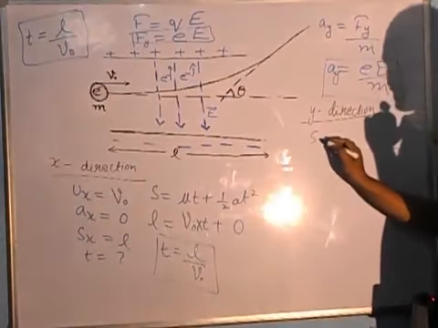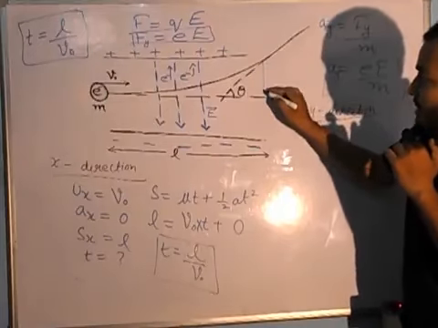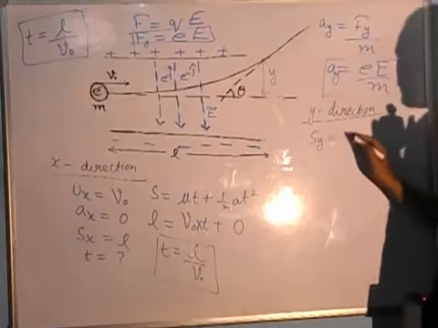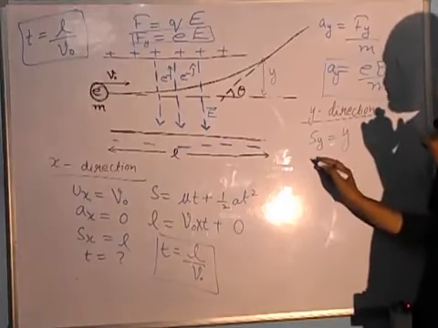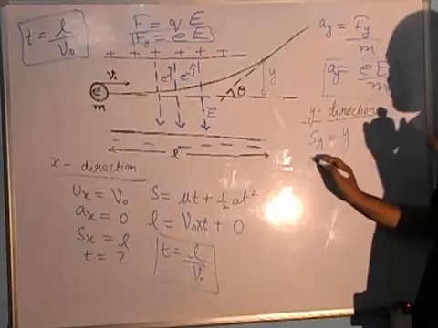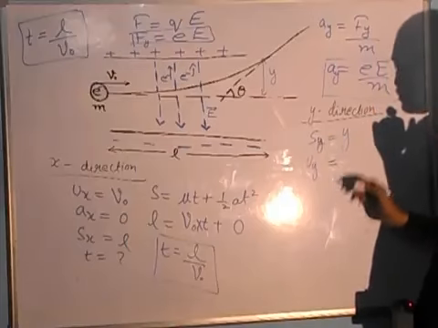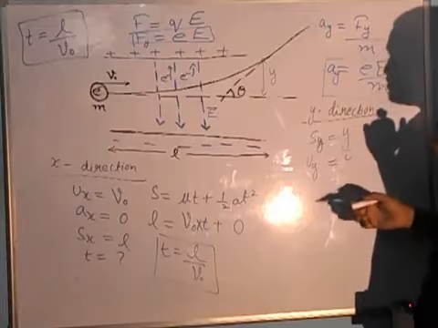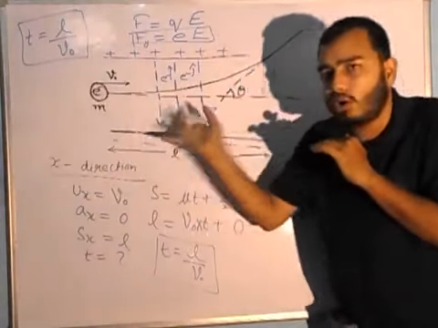The displacement in the y direction of the electron is unknown to us. Let us assume this displacement as y. What is the initial velocity in the y direction of the electron? It must be equal to 0. The electron has no velocity initially in the y direction. It has entered the field horizontally.